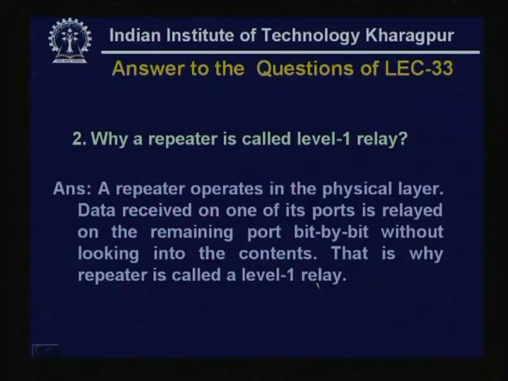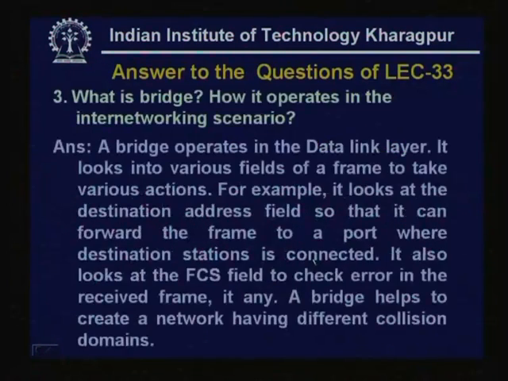Second question was, why is a repeater called a level 1 relay? Answer is, a repeater operates in the physical layer. Data received on one of its ports is relayed to the remaining port bit by bit without looking at the contents. That is why a repeater is called a level 1 relay.